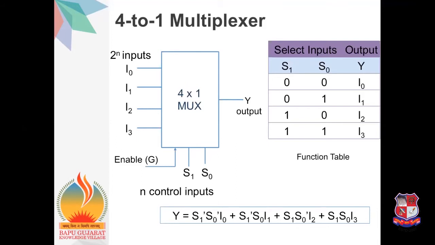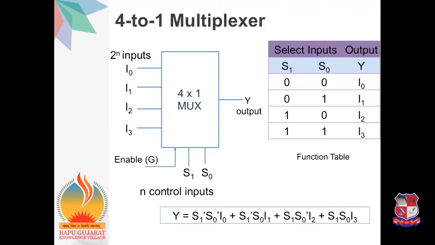Here, let's start the writing of the logic expressions. The first row of the function table gives the term S1' S0' I0, the second row gives the term S1' S0 I1. The third row gives the term S1 S0' I2, and the fourth row gives the term S1 S0 I3. So this is the logic expression for the 4 to 1 mux.